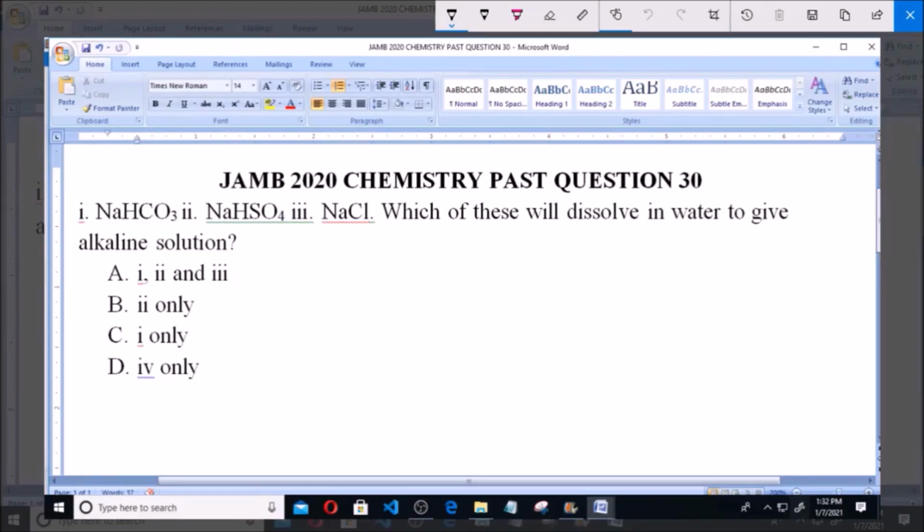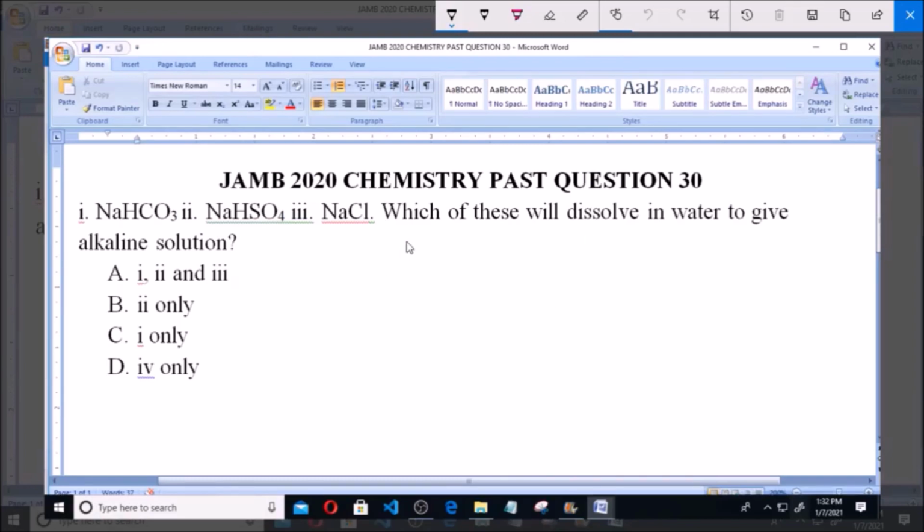Now we're given 3 salts. The first is an acidic salt, which is sodium Hydrogentrioxocarbonate 4. The second is also an acidic salt, which is sodium Hydrogentrioxosulfate 6. And then the last is a normal salt, which is sodium chloride. Now, which of these will dissolve in water to give an alkaline solution?